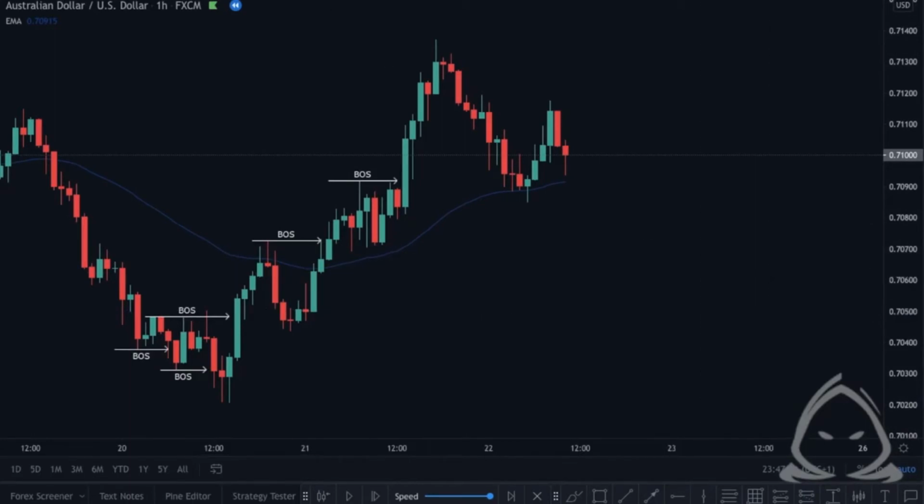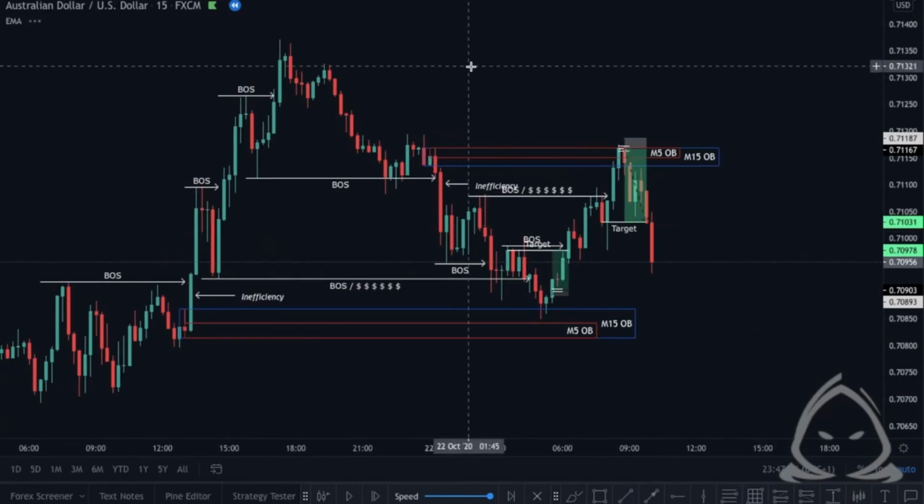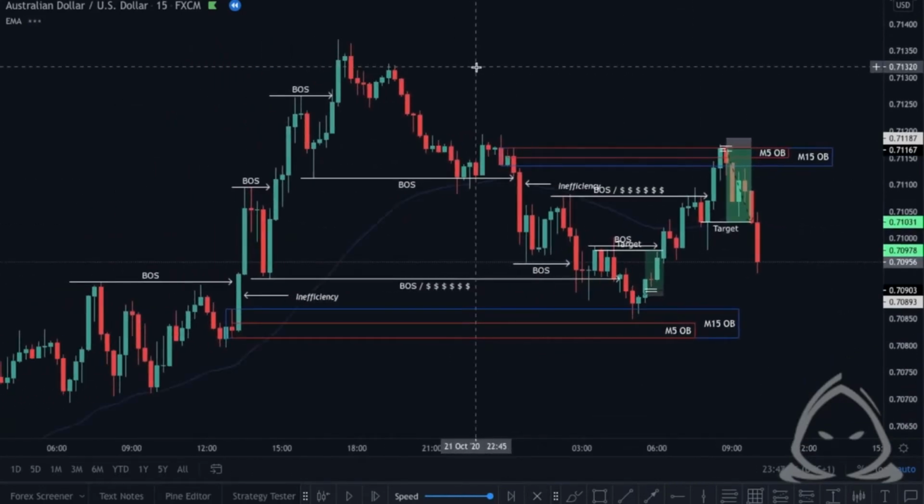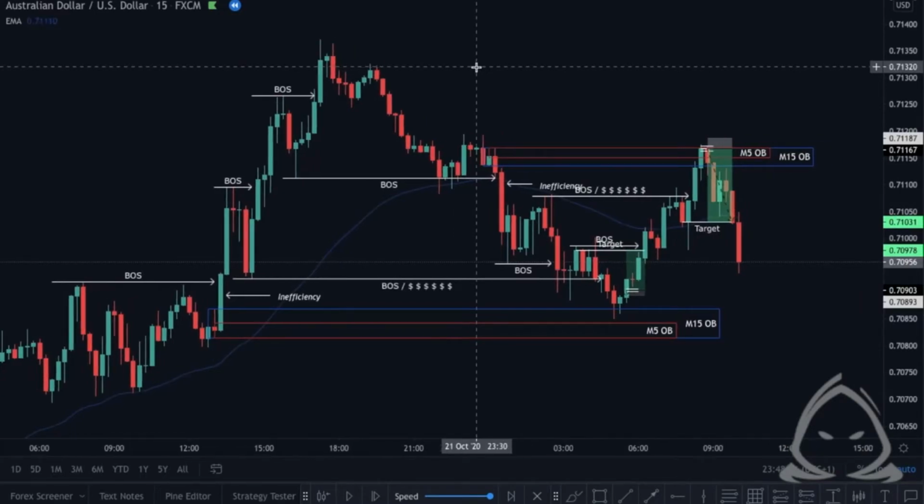Okay, now what I'll do is I'll take you over to the 15-minute time frame where all my technicals actually are, and this is where the most action goes down for me. So I plot all of my order blocks on the 15-minute and I refine them down to the 5-minute. I plot all of my equal lows, my inefficiency regions, and everything like that on the 15-minute time frame.